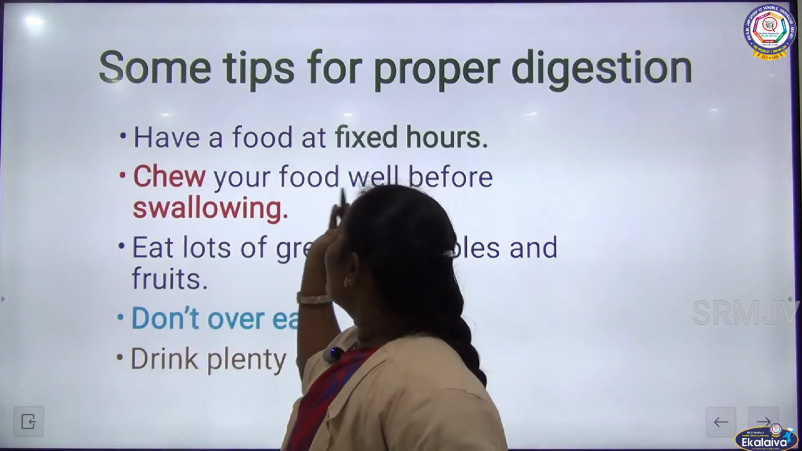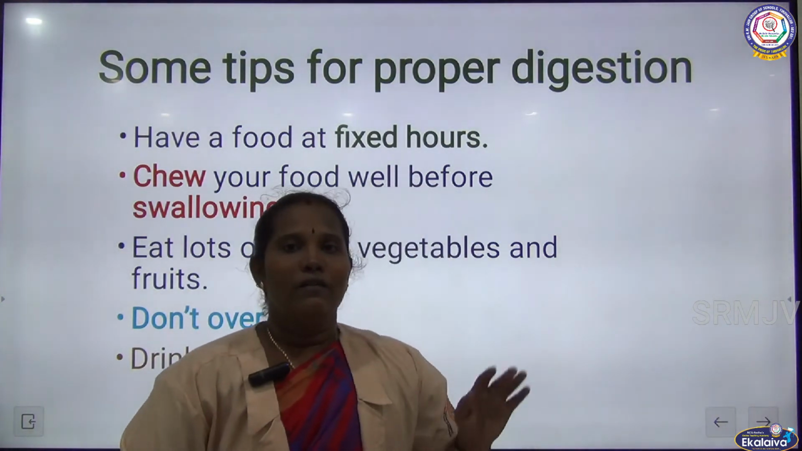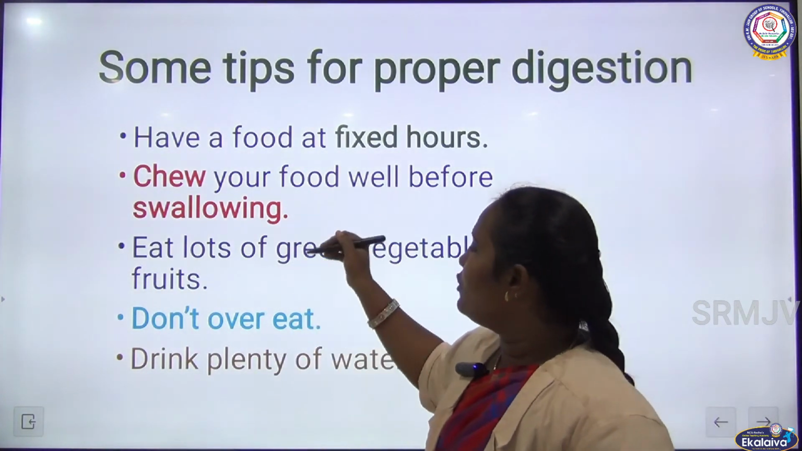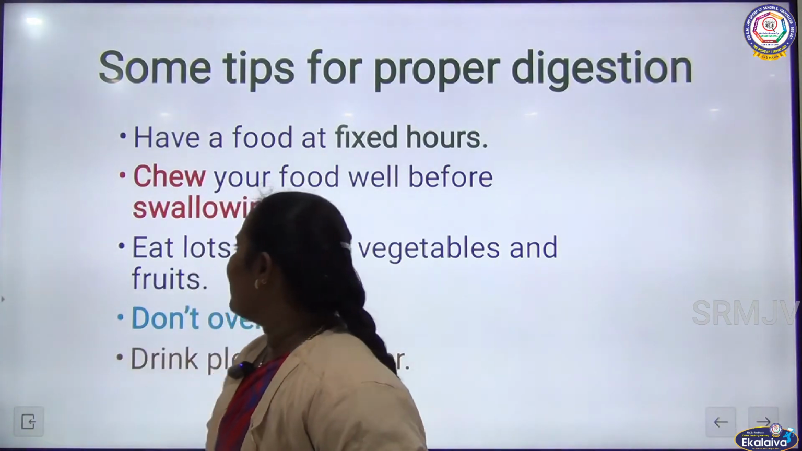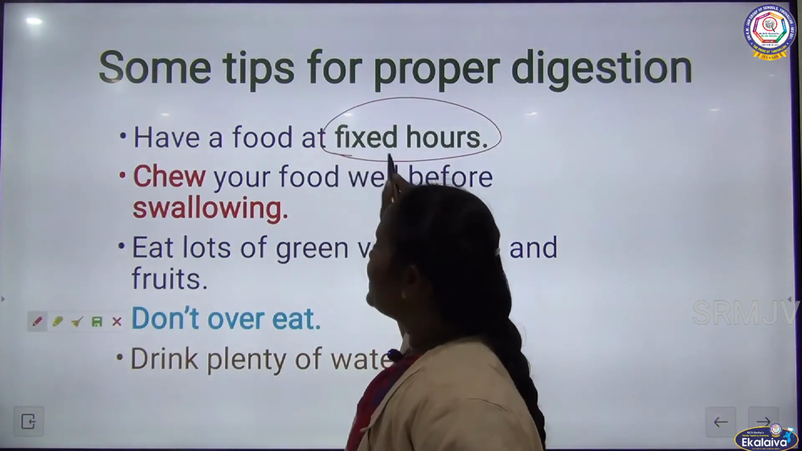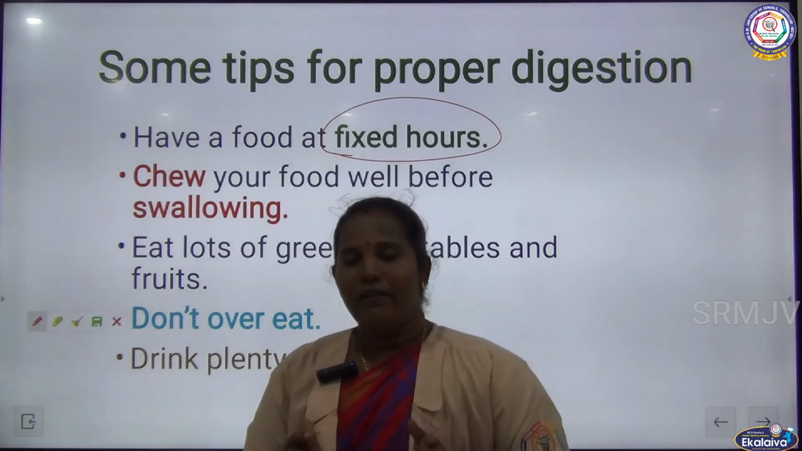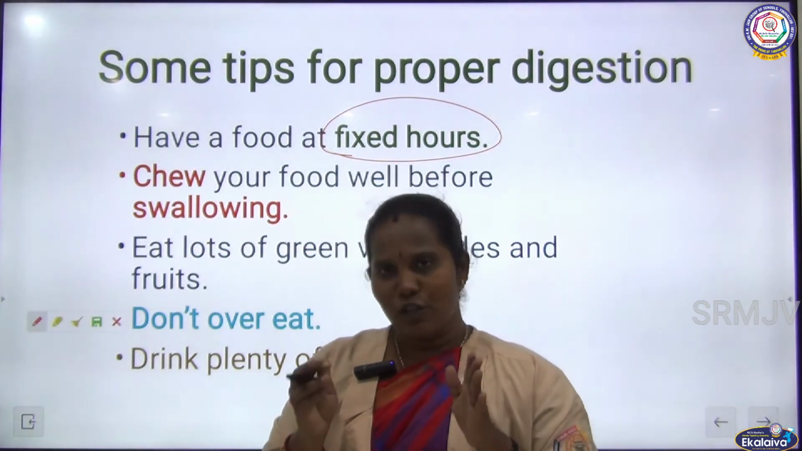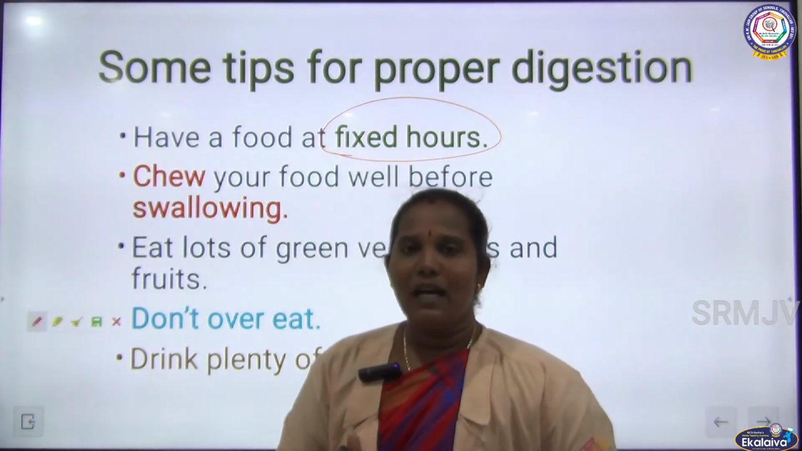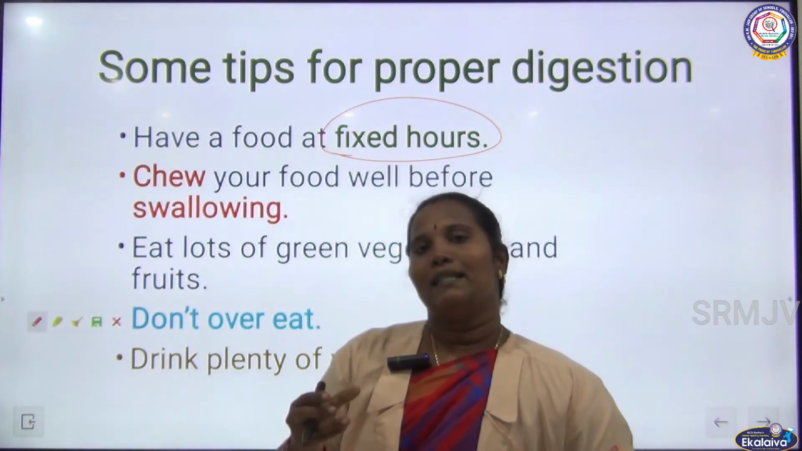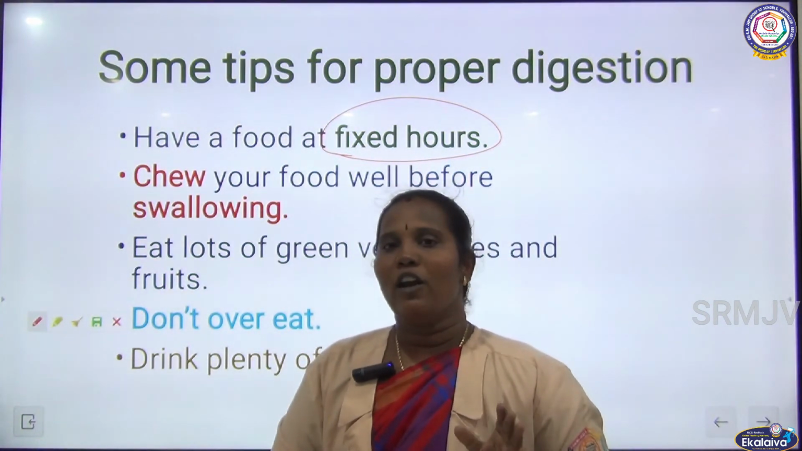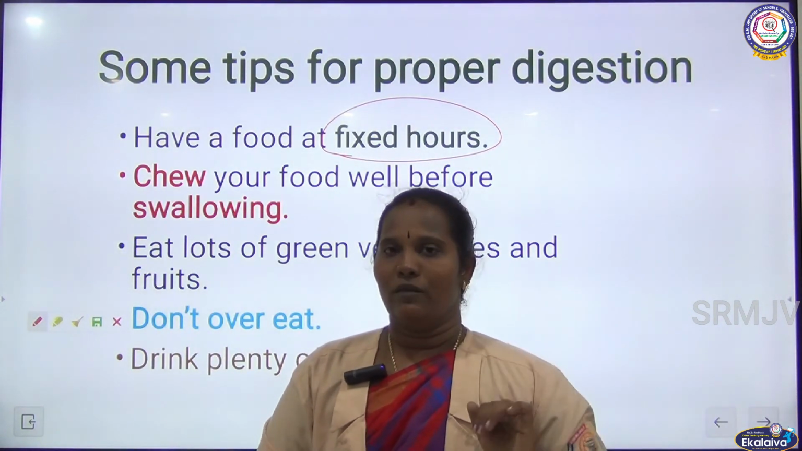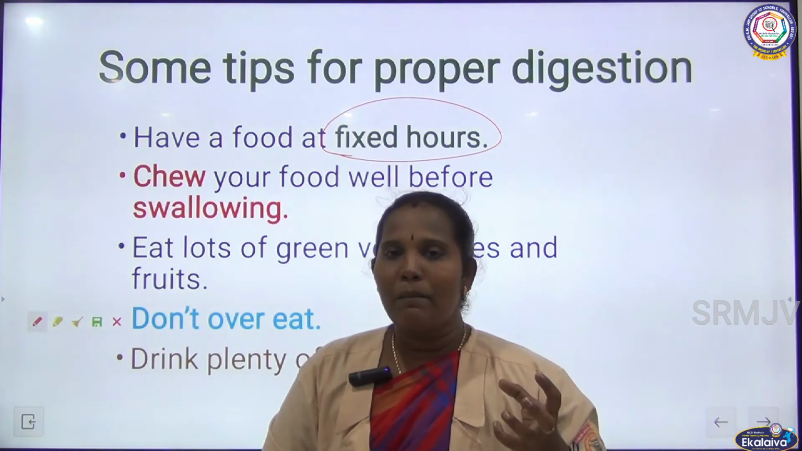Next one, some tips for proper digestion. We have to follow these tips for our proper digestion. What are they? First, we have to eat food at a fixed time. Fixed time means if we are having breakfast in the morning, usually 8 to 9 o'clock, we should have it at a particular time, because as I told, our stomach secretes some HCl. Suppose we do not eat at the particular time, it continuously secretes. What will happen? The cell walls may be affected.